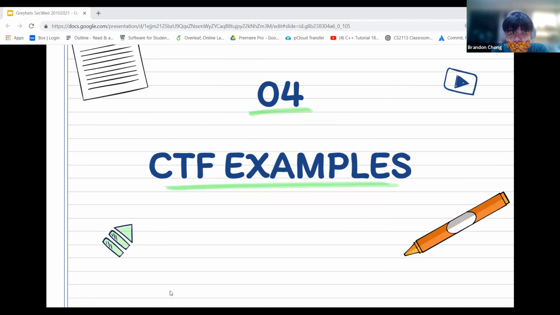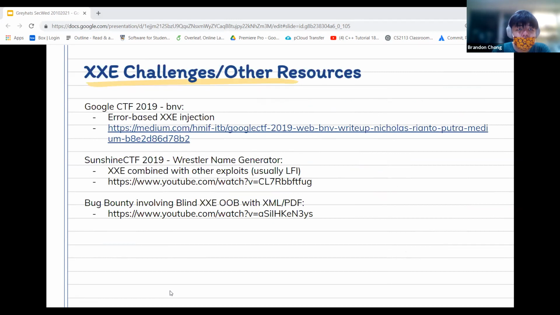So lastly, these are just a few CTF examples which I have come across previously. All these CTF challenges are using XXE. So if you're interested, you can go look into some of these. They'll basically teach you more about the applications of XXE. For example, the Google CTF uses error-based XXE injection, which is what I was covering earlier. It's called BNB. There's another one which shows you how XXE can be combined with other exploits like local file inclusion over here in Sunshine CTF.